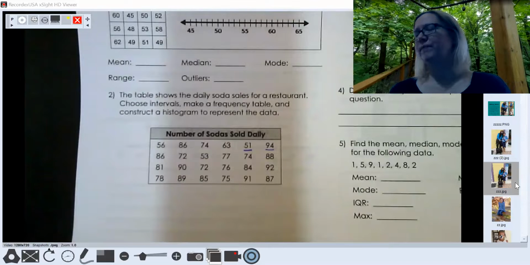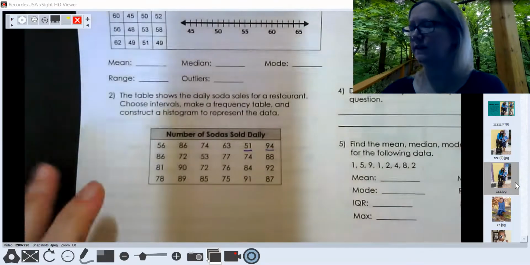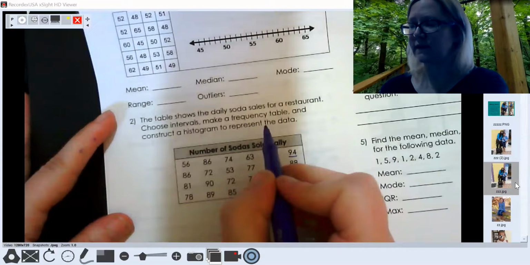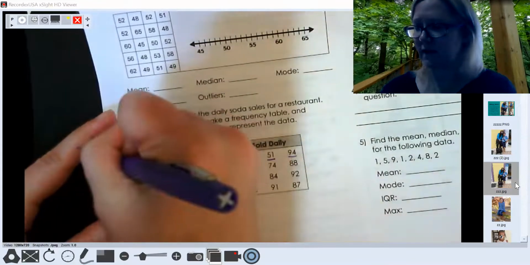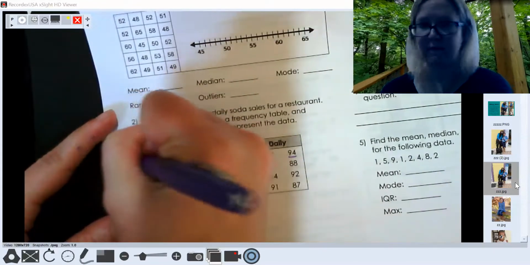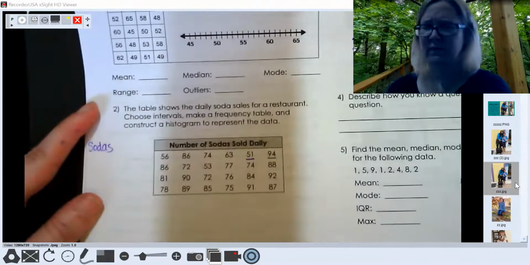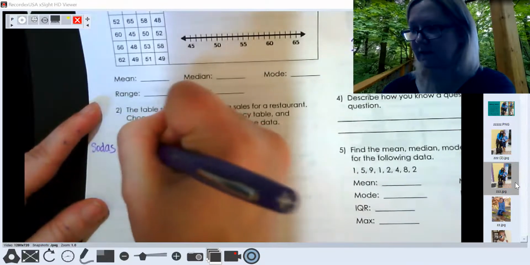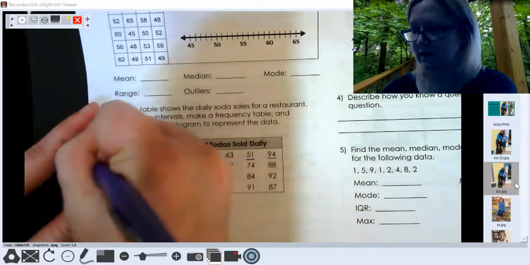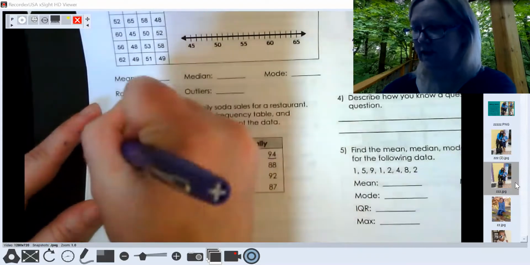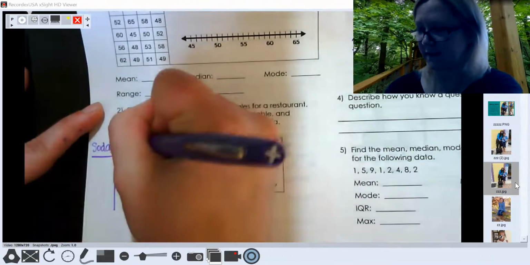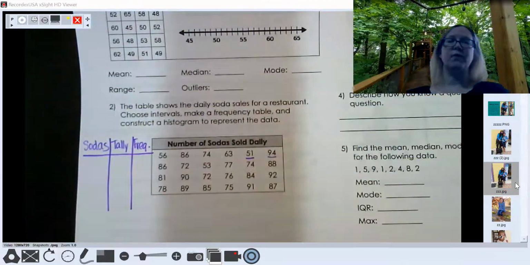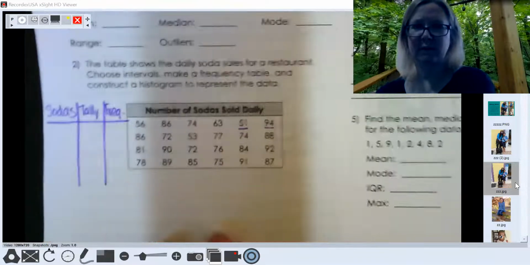So let's see here. I think what I'll start with is, to make our frequency table, I'm going to have number of sodas, the tally, and the frequency. I'll have to remember next time to give you guys more space for this. Okay, so then, let's zoom in there.